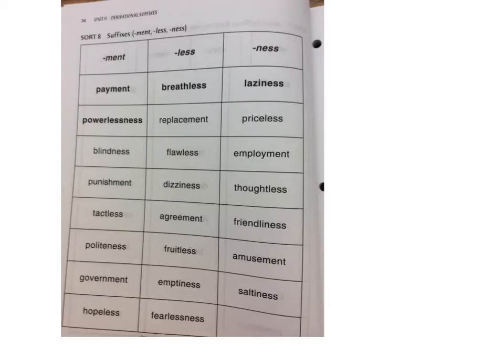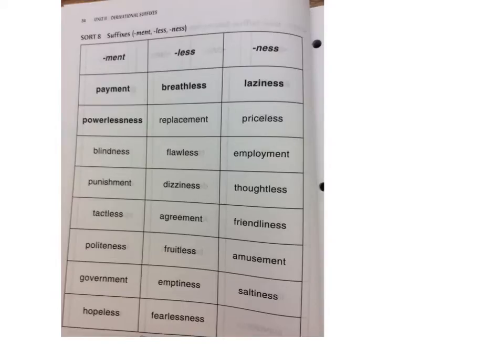In this sort, we're going to be looking at the suffixes ment, less, and ness. The suffix ment is the act of doing it. It will take a verb and create a noun out of it. Pay is something you do, and the act of paying is making a payment. So it takes pay and turns it from a verb into a noun, and that's what the suffix ment does.